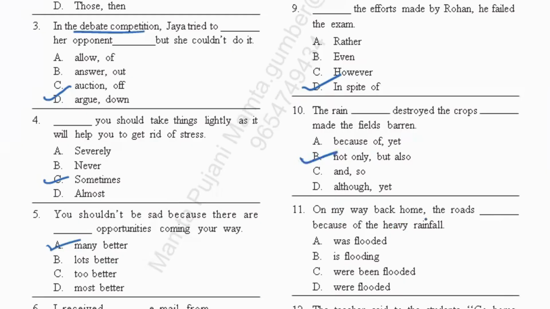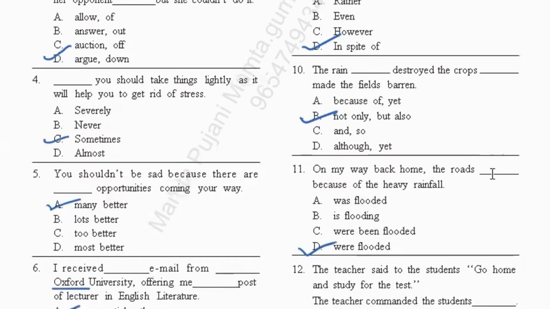On my way back home, the roads dash because of heavy rainfall. They were flooded. Okay, on my way back home, the roads were flooded because of the heavy rainfall. It should be in the past tense.